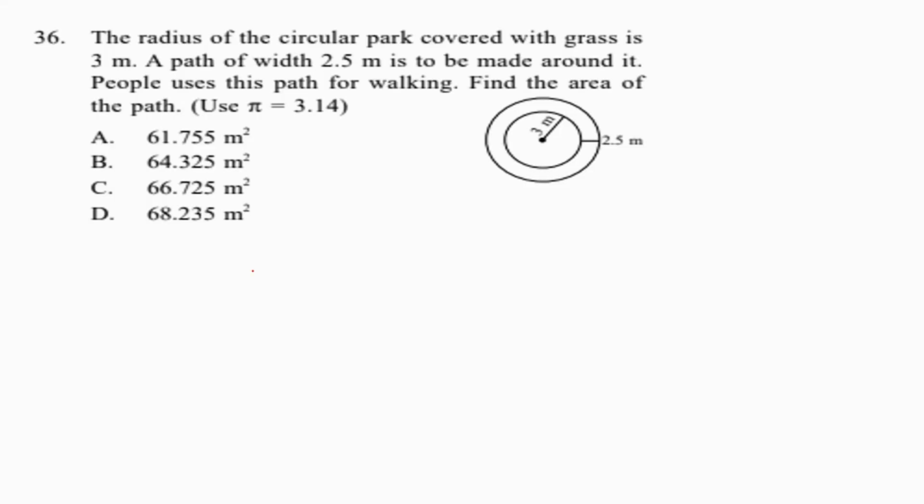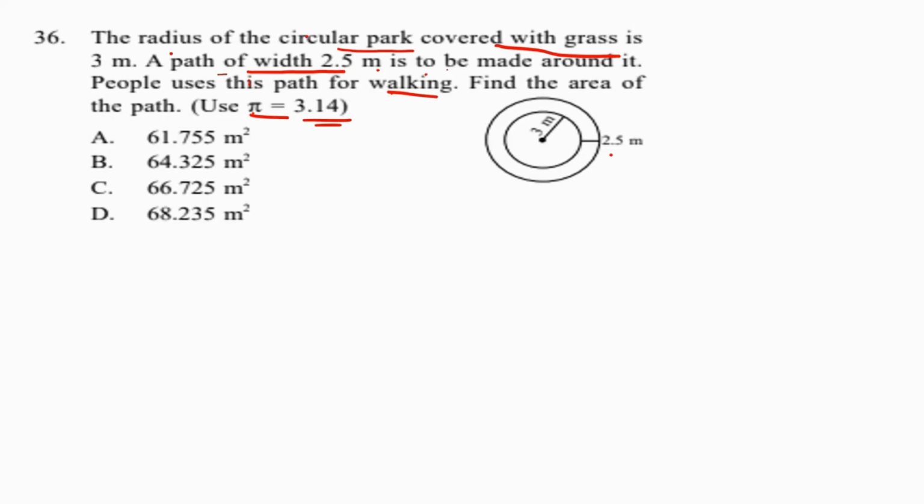Okay, our next question is about the radius of a circular path. Over here, the diagrammatic representation is given. The park covered with grass has a radius of 3 meter, whereas a path of width 2.5 meter is made around it. People use this path for walking. Find the area of the path. You have to use pi as 3.14.